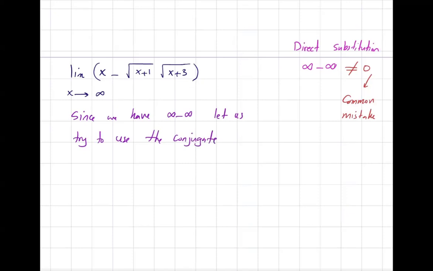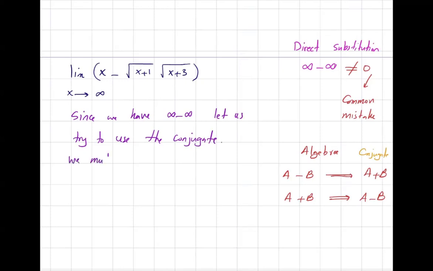From algebra, remember that if you have a quantity like a minus b, its conjugate is a plus b. If you have a quantity like a plus b, then the conjugate is a minus b. So we're going to multiply both the numerator and the denominator, which is 1, by the conjugate.